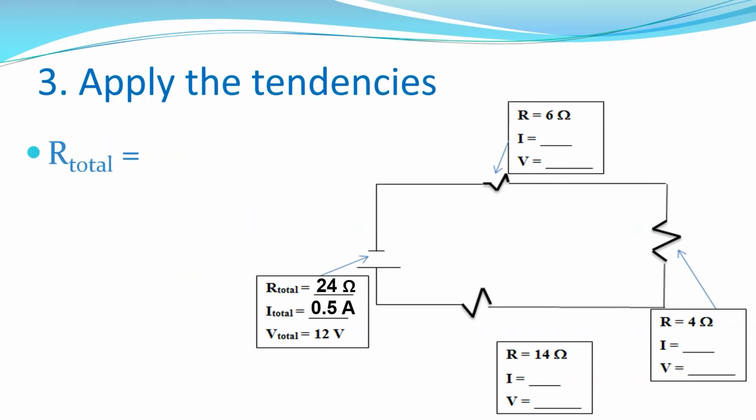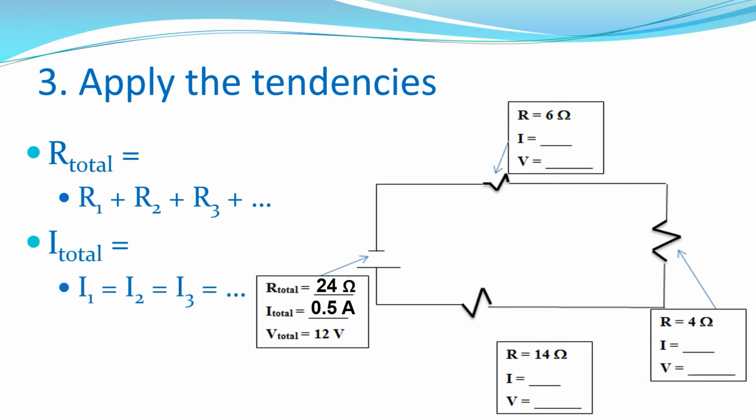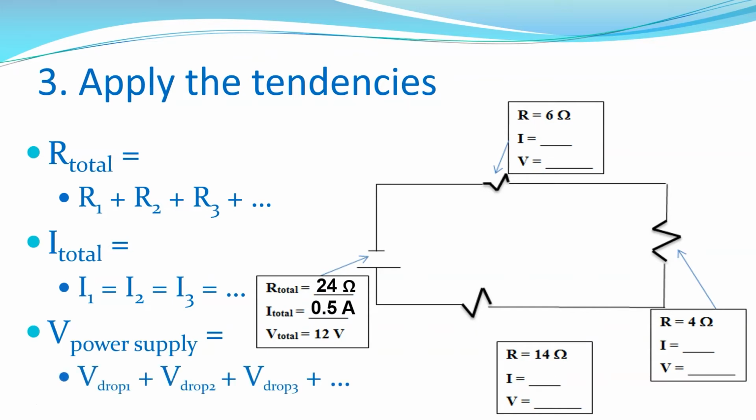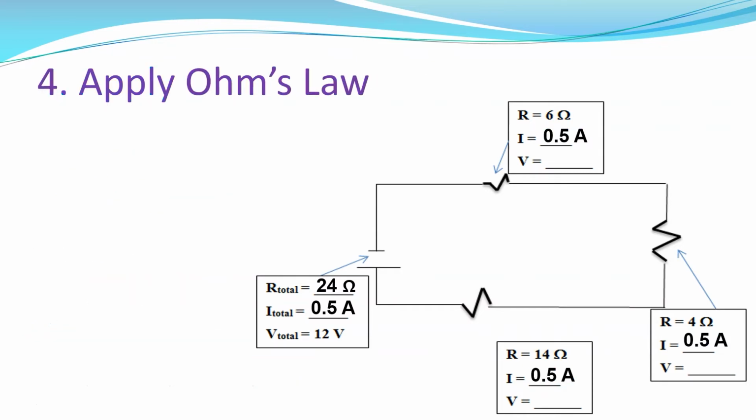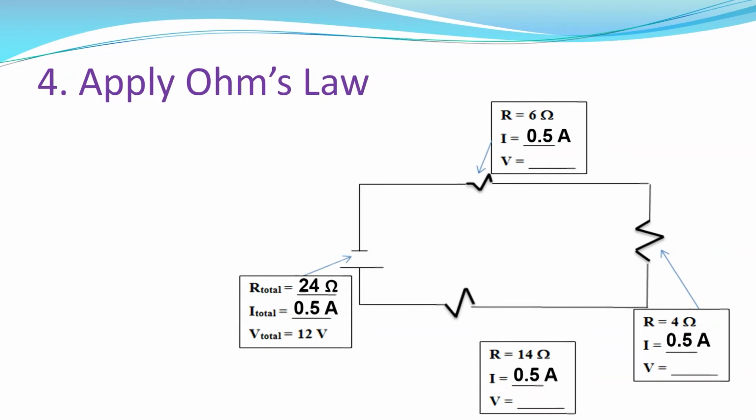Can I apply any of my tendencies? I've found the total resistance by adding all the resistors. Well, I know the total current is equal to the current at every other point throughout. And I know the total voltage will be the sum of all the voltage drops. So I can apply right now the total current at each point. Then I see now I have R and I at each point. I can apply Ohm's law again.